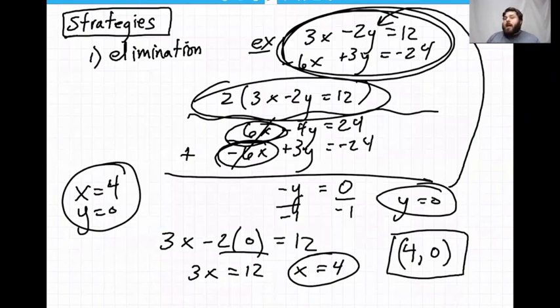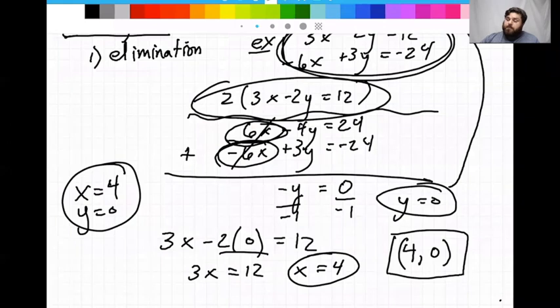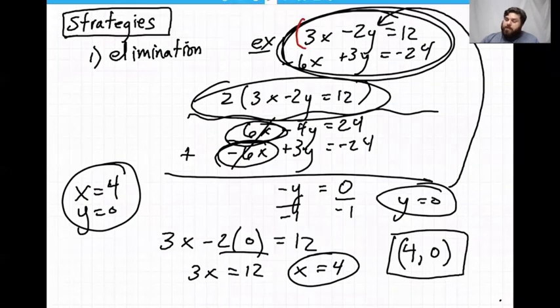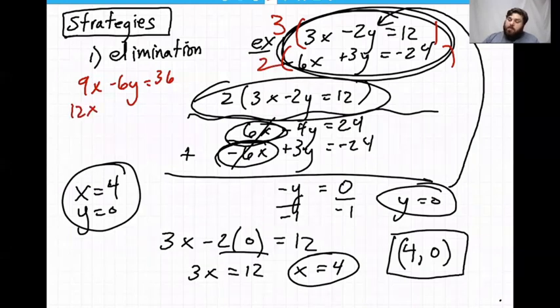If I multiplied the top equation by 3, that would give me 9x minus 6y equals 36. And then the bottom equation, multiply by positive 2. That would give me 12x plus 6y equals negative 48. See how now I've lined up my y's to disappear?